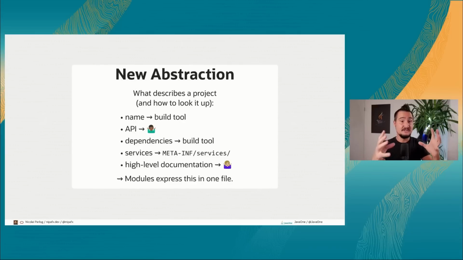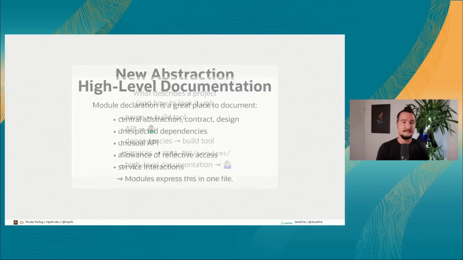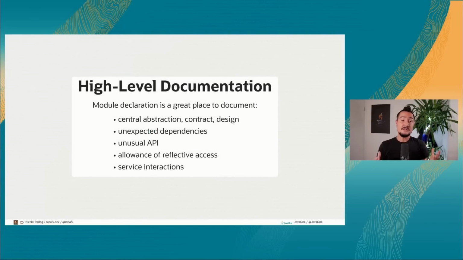But with modules, all of these pieces of information come into the same file, and some of them must be listed, like the name, the API, dependencies, and services, and the others, like documentation, you can also put there. So the module declaration is a great place to also add documentation. You can describe the central abstraction of that module, what its contract is, what its design is. You can explain why there's a dependency that users might not expect to find there. Why is the API formed the way it is? Why do you allow reflective access? Why do you use these specific services? Anytime you make a decision that is not obvious, you can document that really well in the module declaration.